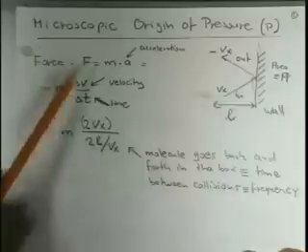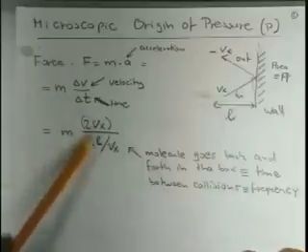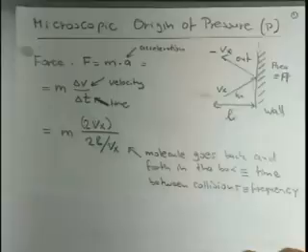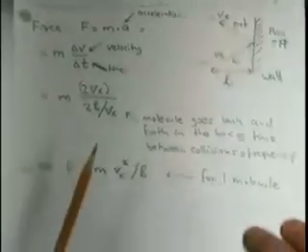So now we have an equation: F equals m times, the 2 we can cancel here, vx squared divided by L. Vx squared, there it is. Vx squared divided by L. This is for one molecule.